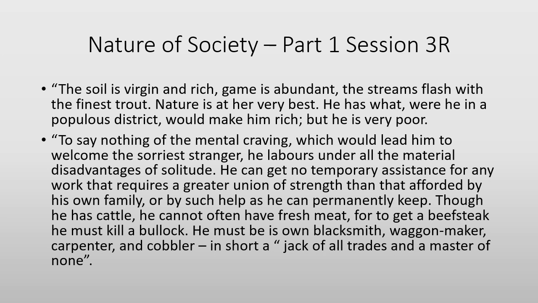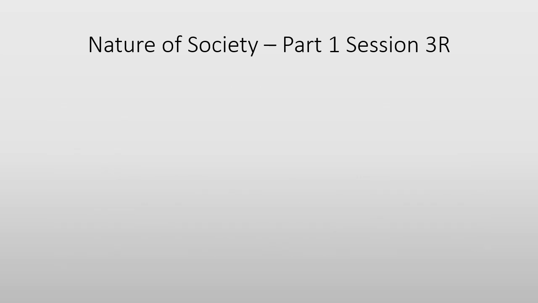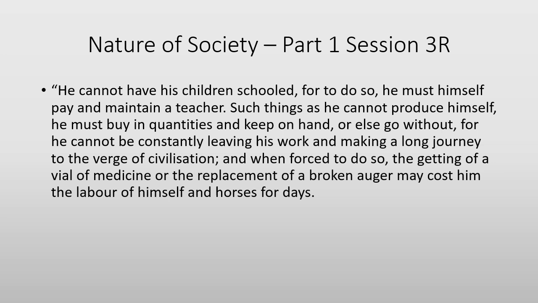Though he has cattle, he cannot often have fresh meat, for to get a beefsteak he must kill a bullock. He must be his own blacksmith, wagon maker, carpenter, and cobbler. In short, a jack of all trades and a master of none. He cannot have his children schooled, for to do so, he must himself pay and maintain a teacher. Such things as he cannot produce himself, he must buy in quantities and keep on hand, or else go without, for he cannot be constantly leaving his work and making a long journey to the verge of civilization.